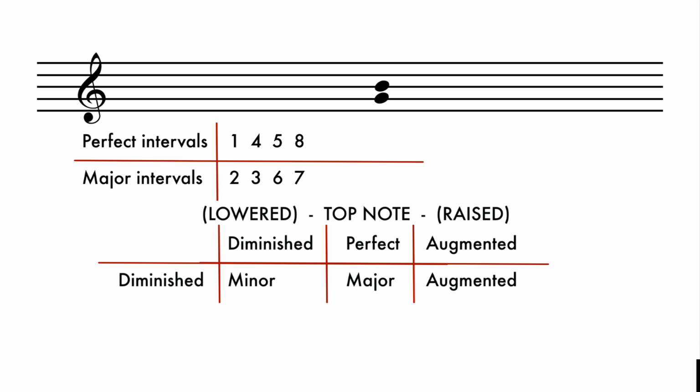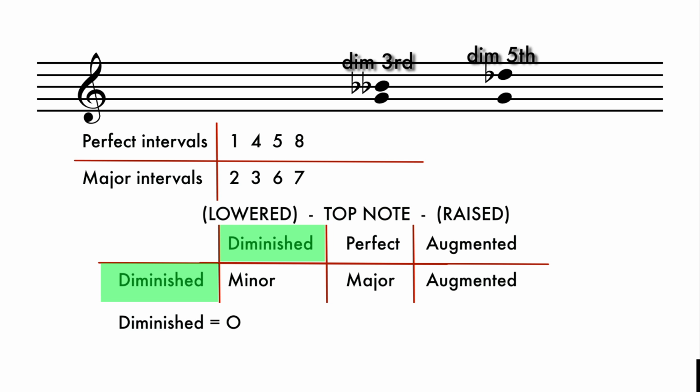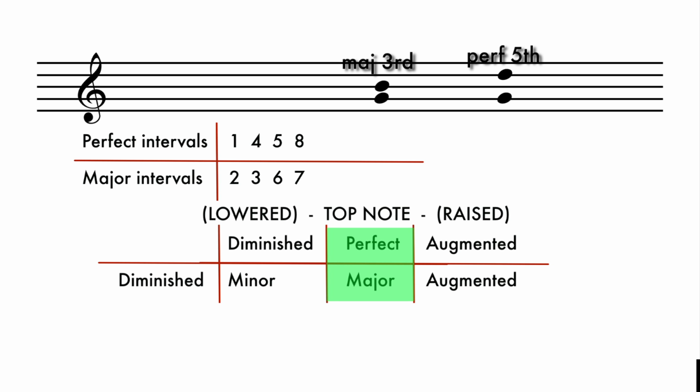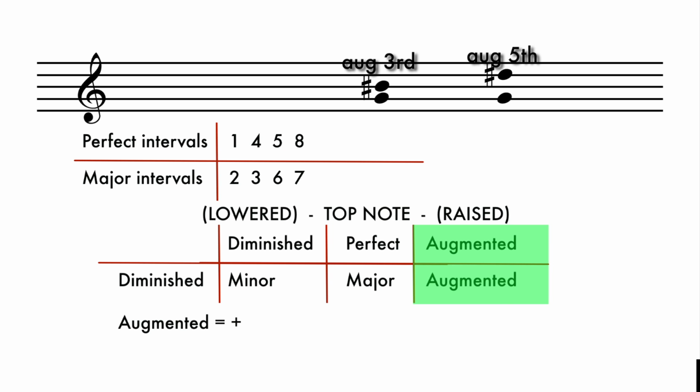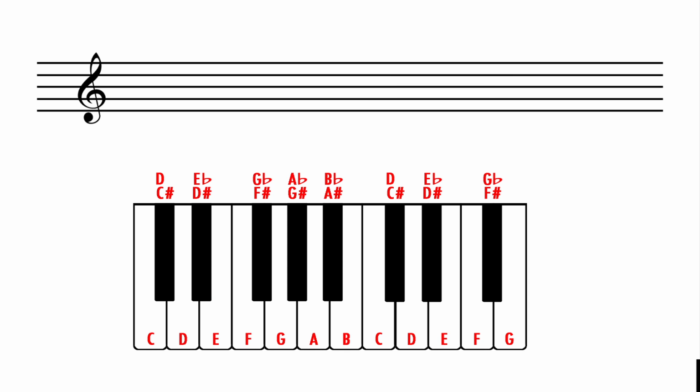When the top note of a major interval is lowered by a half step, that interval becomes a minor interval. When the top note of a minor or perfect interval is lowered by half a step, it becomes a diminished interval. Here is a symbol for diminished. When the top note of either a major or perfect interval is raised by half a step, it becomes augmented. The symbol used is a plus sign. Let's look at a few examples.